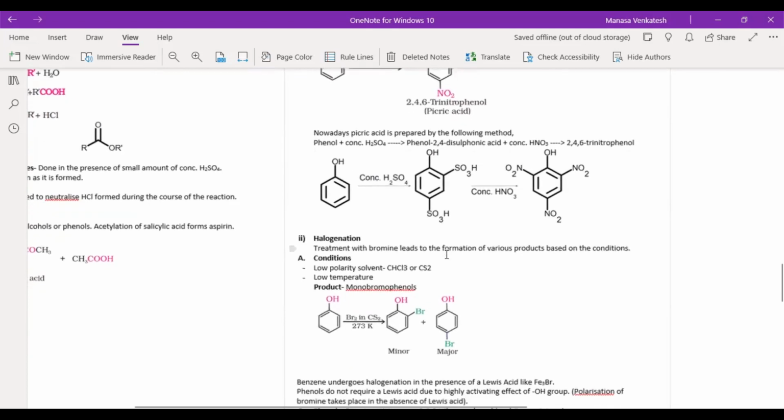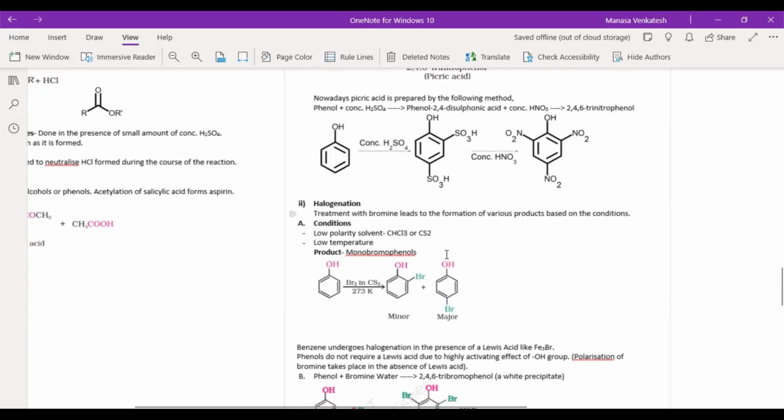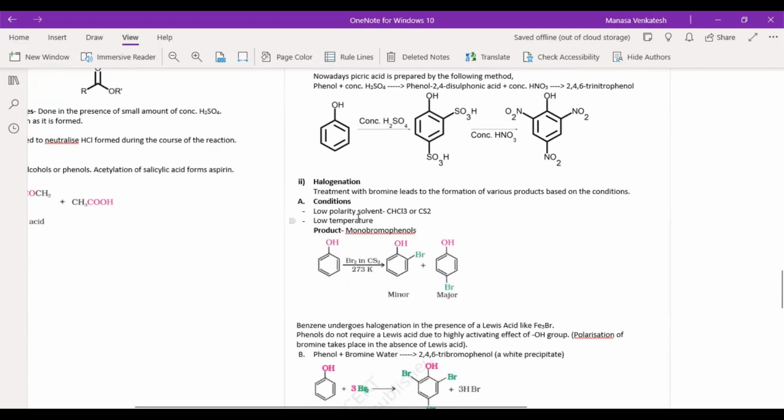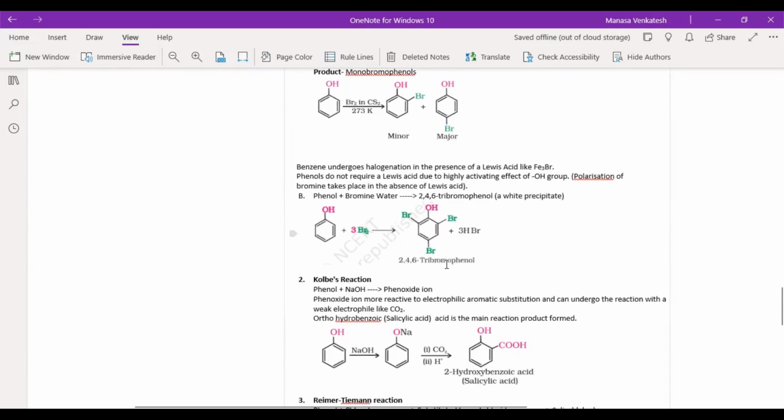Next is halogenation. Again, because of the variation in terms of conditions, we have variation in terms of the products formed. First of all, benzene reacts in the presence of a Lewis acid, but phenol does not require a Lewis acid because it itself is quite reactive because of the electron releasing nature of the OH group. In a low polarity solvent like CHCl3 and at low temperature, we get monobromophenols, and bromo at the ortho position is considered a minor product because of steric hindrance. Next, in the presence of bromine water, we get 2,4,6-tribromophenol.